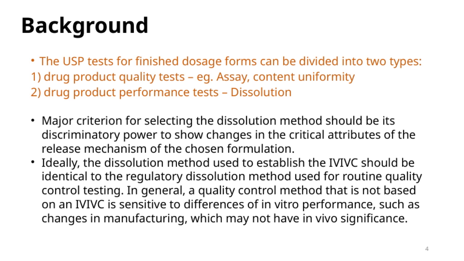Now, regarding the USP tests for finished dosage forms, these can generally be divided into two categories. First, there are drug product quality tests, which include things like assay and content uniformity. These tests help verify the overall quality and consistency of the product. Second, we have drug product performance tests, with dissolution being a prime example. Dissolution testing assesses how the drug releases from its dosage form, which directly relates to its performance in the body.